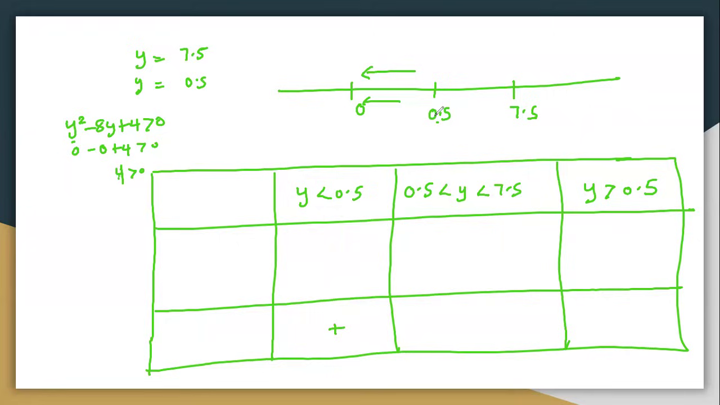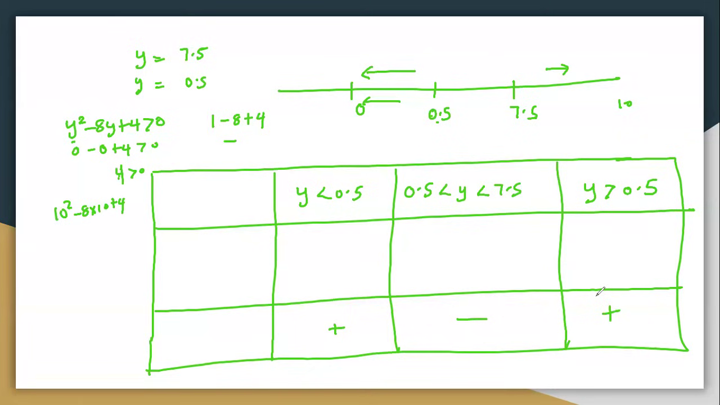Now when I put in a value between 0.5 and 7.5, an example here, a value like 1, you'll have 1 minus 8 plus 4. And then you ask, what is 1 minus 8 plus 4? You get a negative. So here, I'll have a negative. Put in a value greater than 7.5, for example 10. So you'll have 10 squared minus 8 times 10 plus 4, so 10 squared minus 80 plus 4. You notice here you get a positive value.